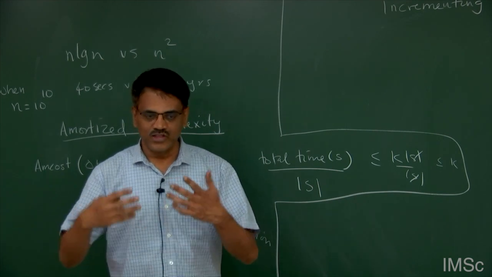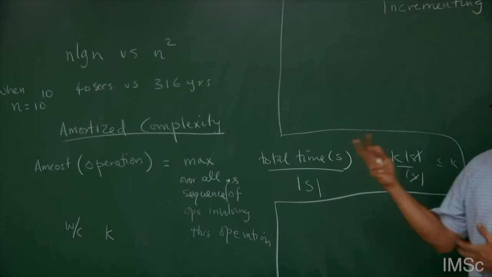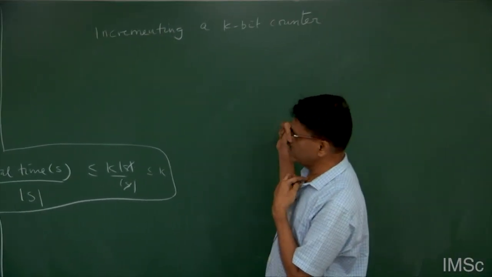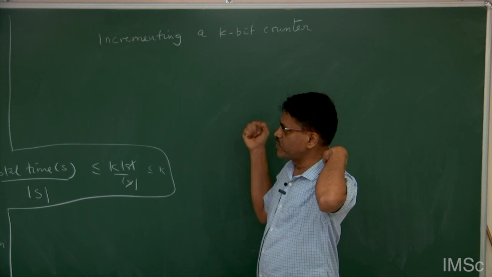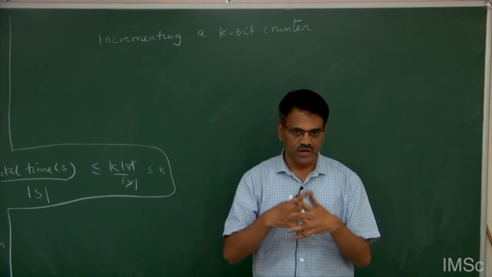Okay? And we also came up with this potential argument, which is what we need when we do more complex data structures. And using that also, we argued that the amortized cost is 2. Okay. So before I get onto the next example, suppose I also do some decrements in between.